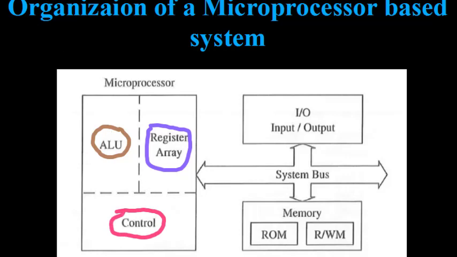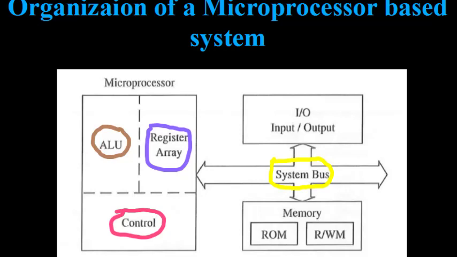Then we have the system bus. The system bus is used to connect the various components of the microprocessor based system. Bus means a collection of wires. We don't have a single wire running from the microprocessor to the peripherals, but a collection of wires. More than one wire is used. Generally the system bus refers to the address bus, data bus, and control bus. These three buses make up the system bus. They are used to connect the microprocessor to the peripherals.